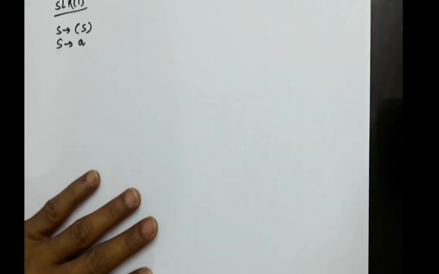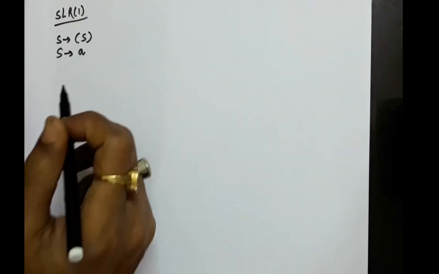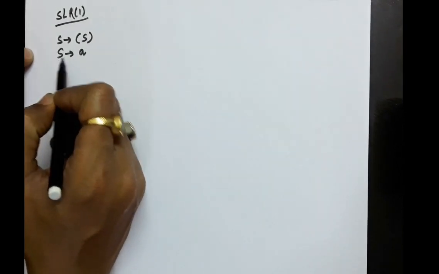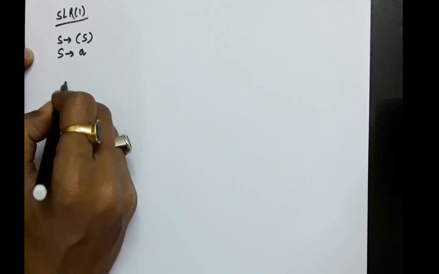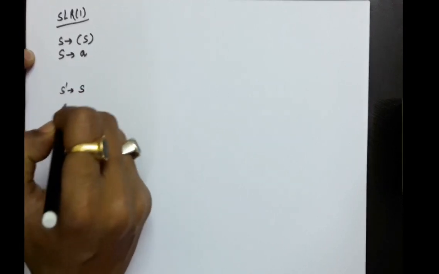Hello everyone, in this lecture we will take some more examples of the SLR1 parsing technique. Let's say that we have a grammar of the kind S produces (S) and S produces a. For the augmented grammar we are taking a production S' produces S.